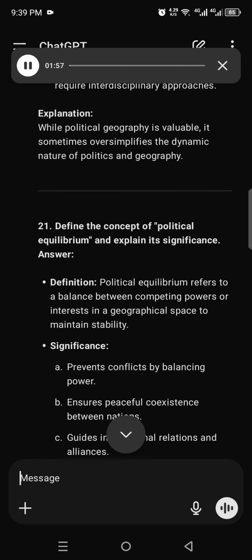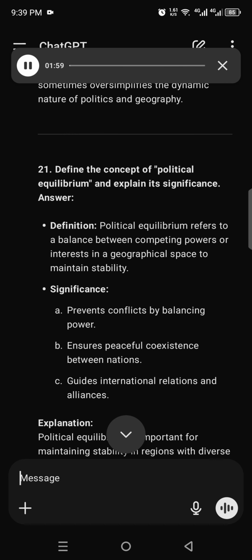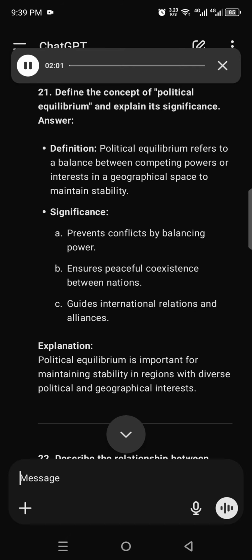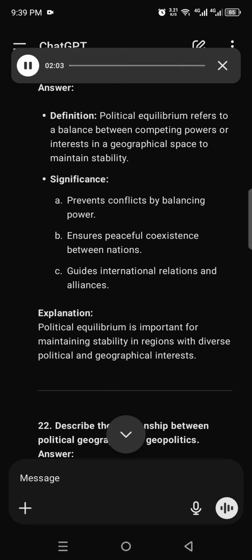21. Define the concept of political equilibrium and explain its significance. Answer. Definition. Political equilibrium refers to a balance between competing powers or interests in a geographical space to maintain stability. Significance. 1. Prevents conflicts by balancing power. 2. Ensures peaceful coexistence between nations. 3. Guides international relations and alliances. Explanation. Political equilibrium is important for maintaining stability in regions with diverse political and geographical interests.